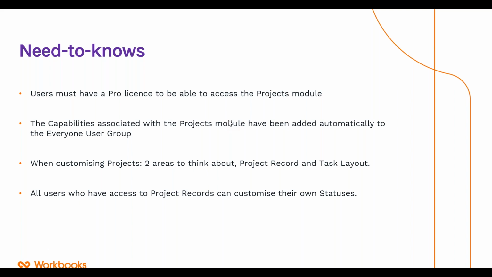So finally, the need to knows for this. As I have mentioned numerous times, users must have a pro license to be able to access the project's module, and it must be switched on. There are capabilities that are associated with the project's module. These have actually been added automatically to the Everyone user group. And when customizing projects, you have the statuses that you can customize, but beyond that, for system administrators, there are two areas to think about: the project record, but also the task layout.